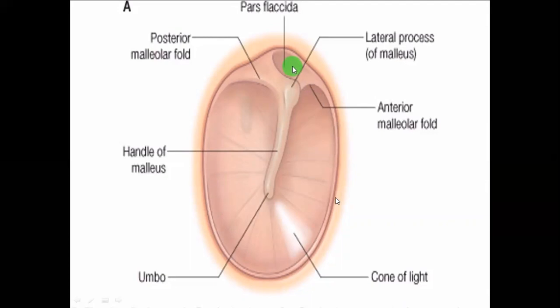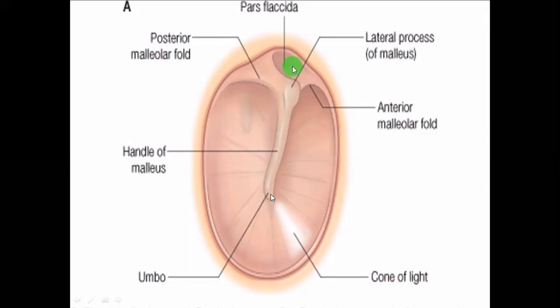So most of the area of the tympanic membrane is called the pars tensa, and these are the anterior malleolar fold and the posterior malleolar fold. These malleolar folds are attached to the lateral process of the malleus, and this is a loose, slackened, pink-colored membrane. This is called the pars flaccida, and this is called the pars tensa. This pars flaccida is present on the upper surface of the anterior and posterior malleolar folds.